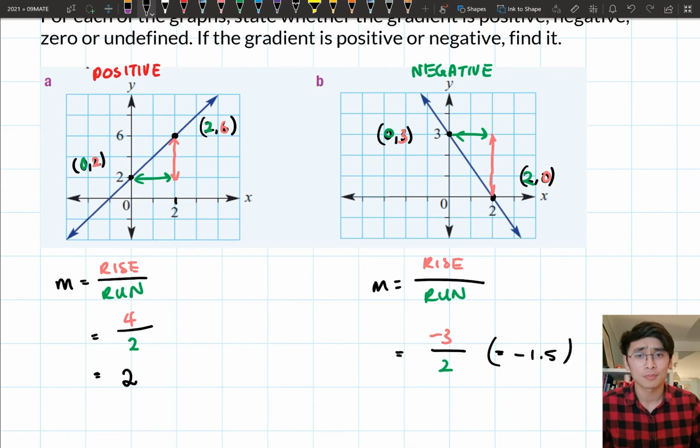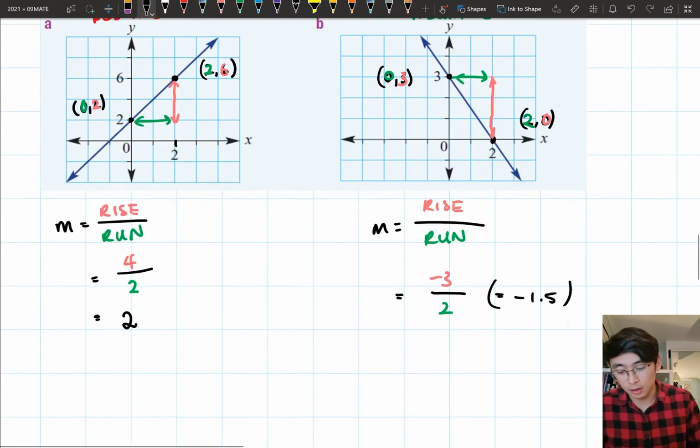And that'd be fine. Okay, so that's how we can find our gradient for these 2 examples here. We want to just figure out how many vertical units we're going up or down by, which is my rise. And then we want to figure out how many horizontal units we're going by, which is my run, making sure that we go from left to right. And then from there, we just divide those 2 values. Okay, let's have a look at the next 2 examples.